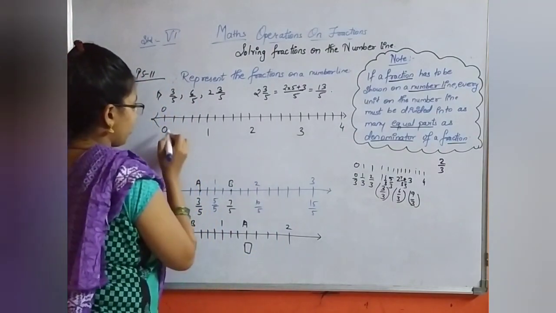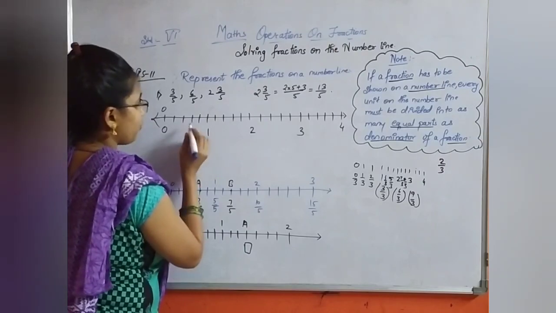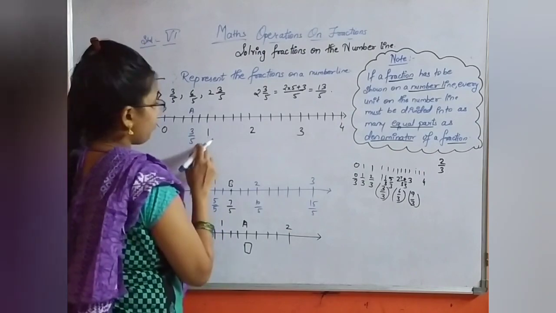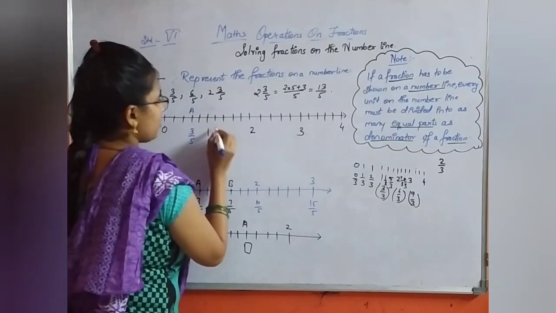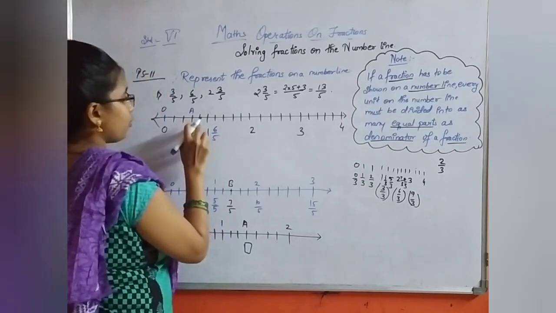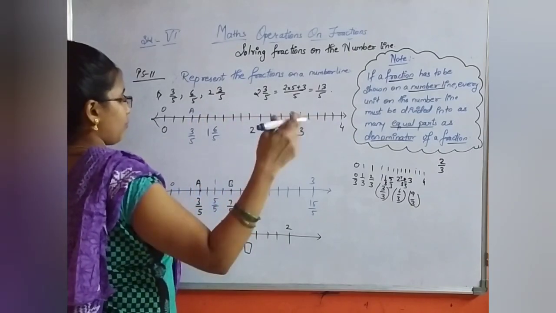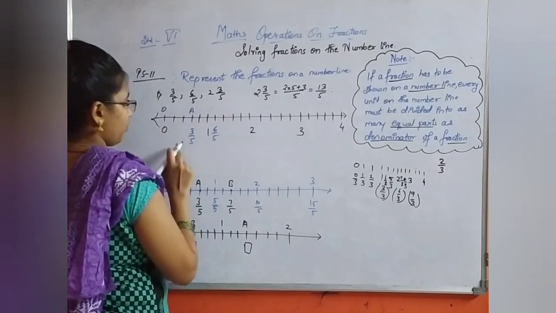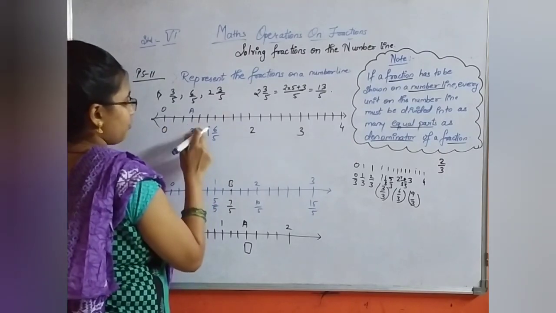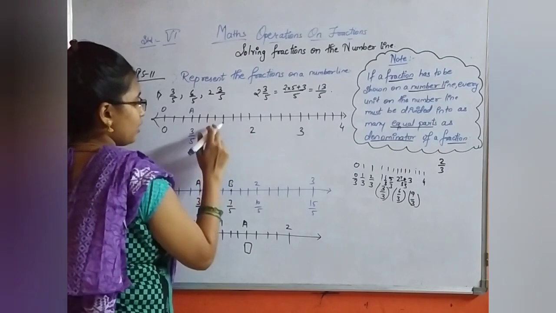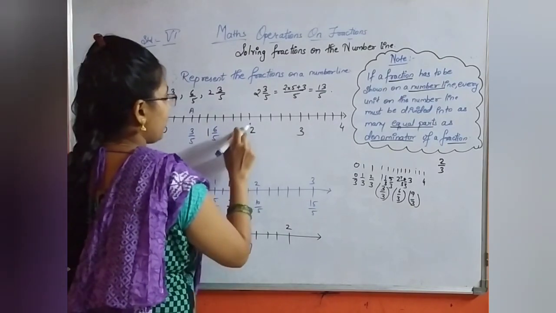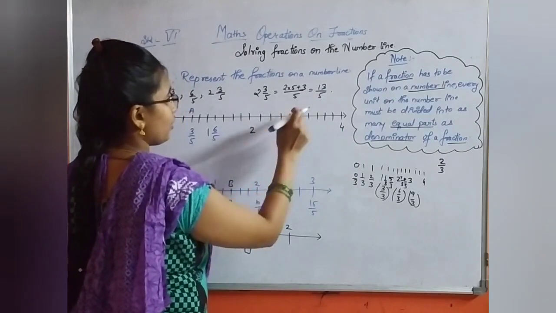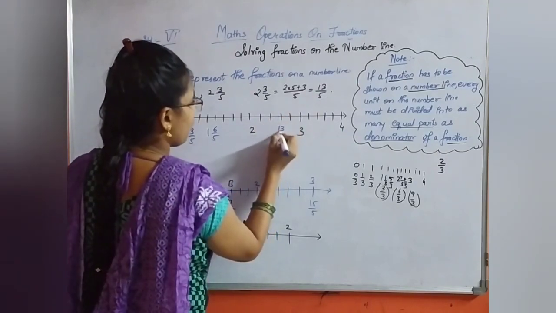So 0 upon 5, 1 upon 5, 2 upon 5, 3 upon 5. Then 4 upon 5, 5 upon 5, 6 upon 5. Every unit you will count one by one, plus 1 plus 1 plus 1 like this. So 0 upon 5, plus 1, 1 upon 5, plus 1, 2 upon 5, plus 1, 3 upon 5. Then 4 upon 5, 5 upon 5 is 1, 6 upon 5, 7 upon 5, 8 upon 5, 9 upon 5, 10 upon 5, 11 upon 5, 12 upon 5, 13 upon 5.